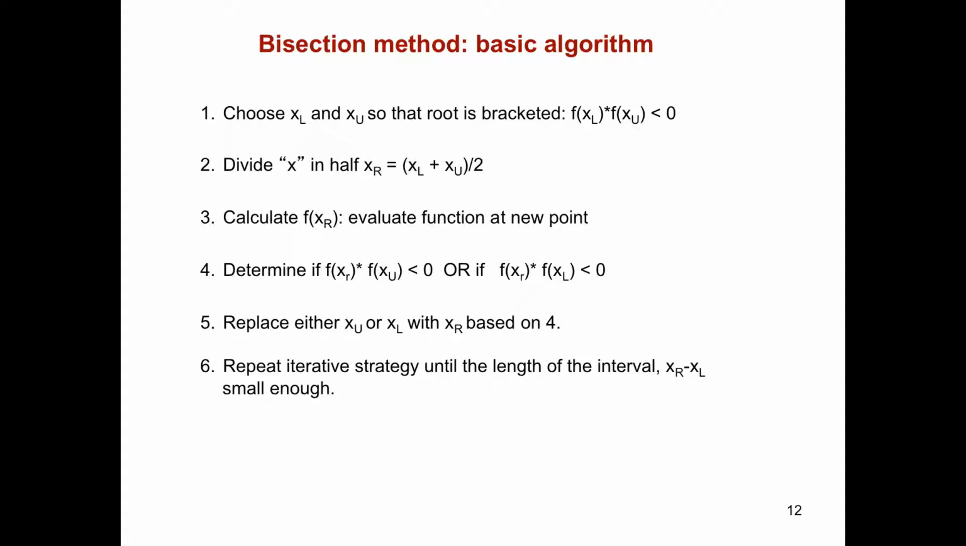So when you replace XL and XU, it's based on whether your f of xr times f of xu is less than 0, or the other choice. What programming construct is that? We use if, else, else if, right? So based on the choice, you're going to either replace xu or xl. And it might help to look at this. Is everybody stuck at the same point?